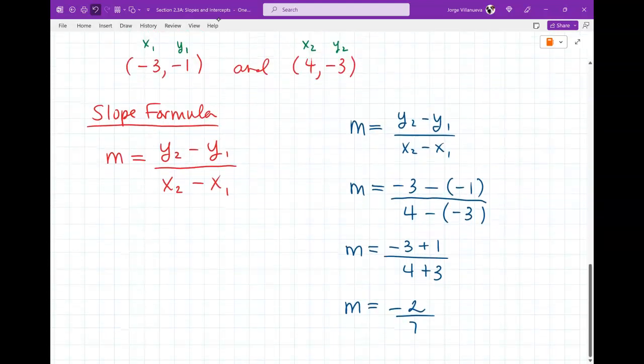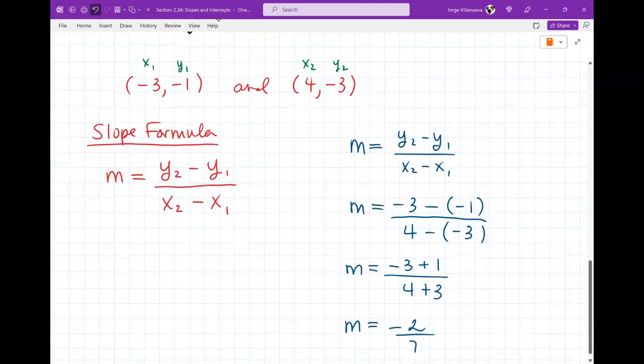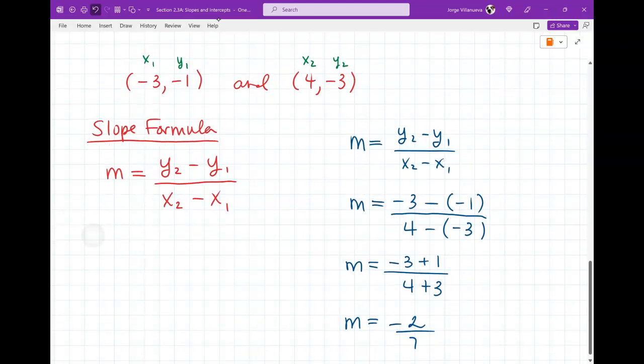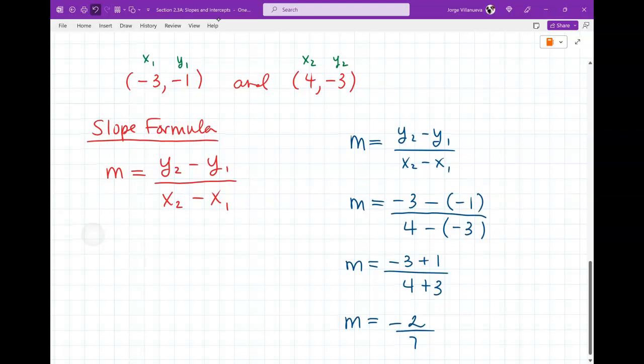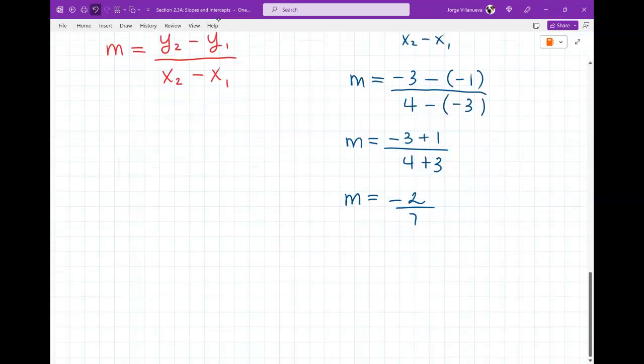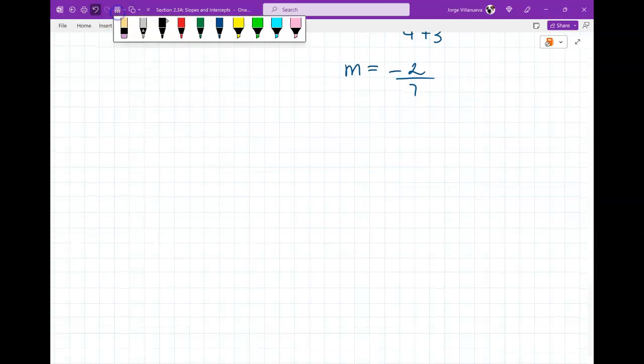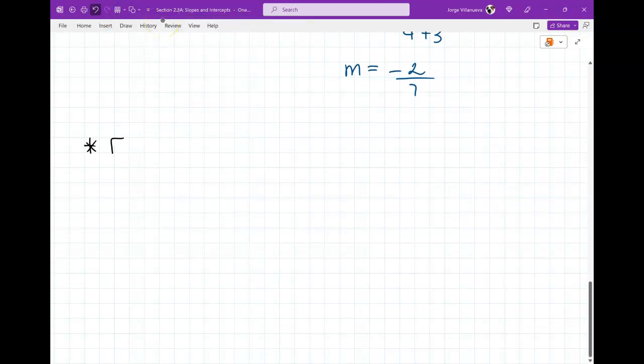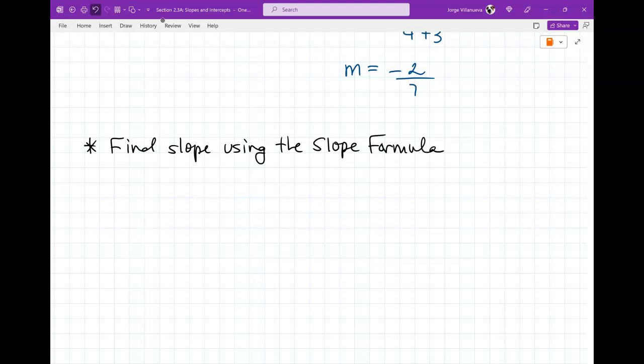Okay? This problem was not an example from your homework. I am going to do some homework problems for you right now. So here we go. We're going to find slope using the slope formula. Okay, so finding the slope using the slope formula. This is our third example here. We'll do this one.